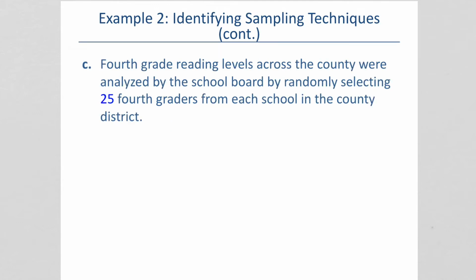Fourth grade reading levels across the country were analyzed by the school board by randomly selecting 25 fourth graders from each school in the county district. So it naturally divided into the 25 fourth graders from each school. So this is stratified.